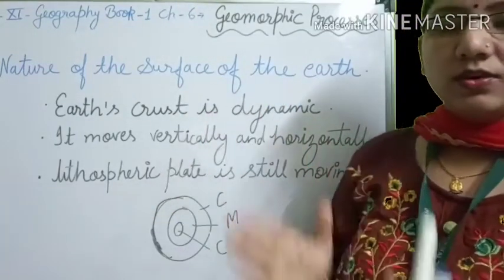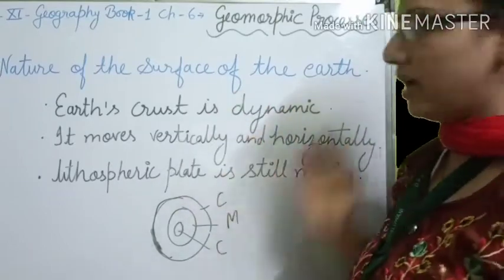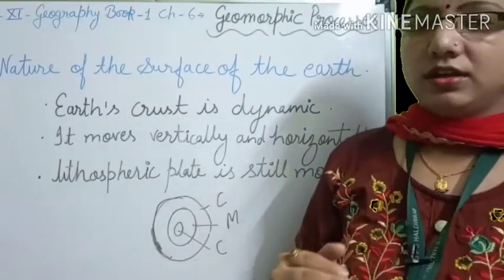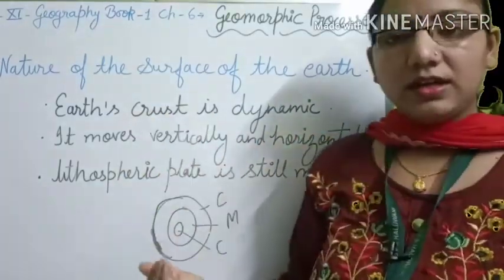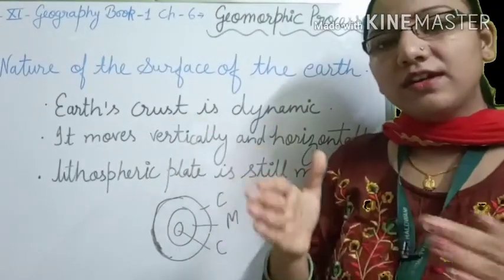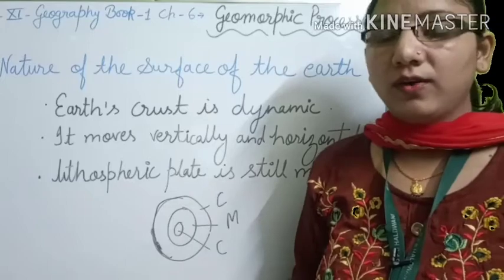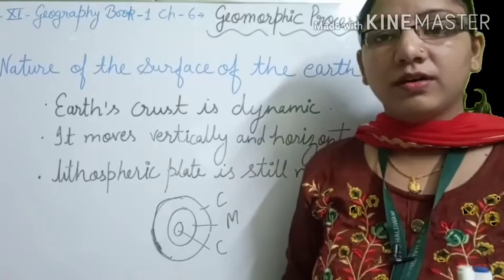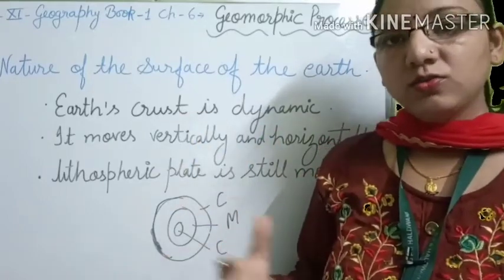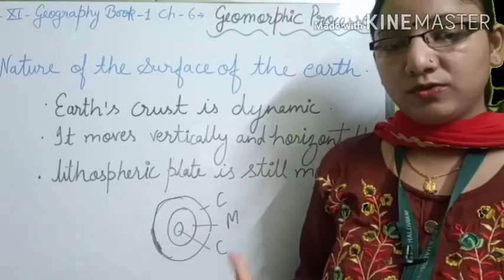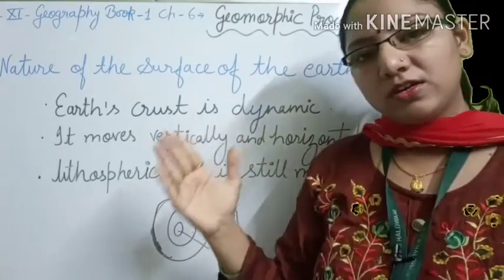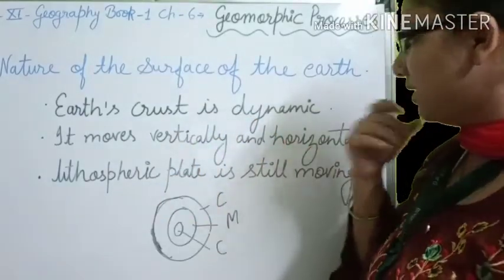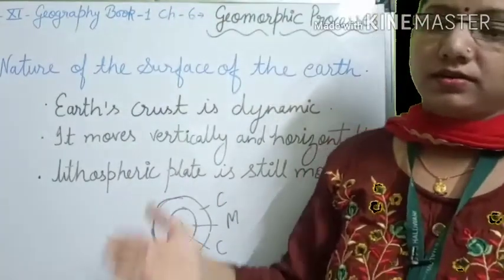The nature of our earth's crust is that it is very dynamic, and it moves vertically as well as horizontally. Why? Because it is divided into different plates. As you know, when the earth was formed it was known as Pangea, and after that the plates were divided into two parts due to some movements caused by some forces. They were divided into Gondwana and Laurasia. That is known as a movement in our earth's crust.